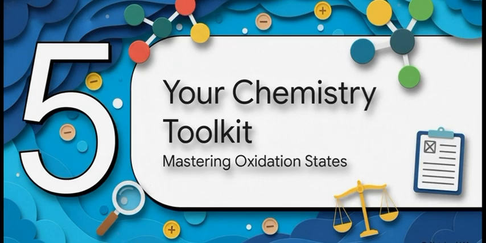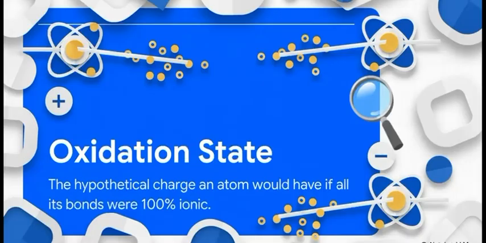Okay, theory's down. But how do we actually keep track of this invisible flow of electron currency, especially in big, complicated molecules where electrons are being shared, not completely handed over? Well, for that, we need a special tool for our chemistry toolkit, the concept of oxidation states. Now, this might sound a little abstract at first, but stick with me. It's basically just a bookkeeping system for electrons.